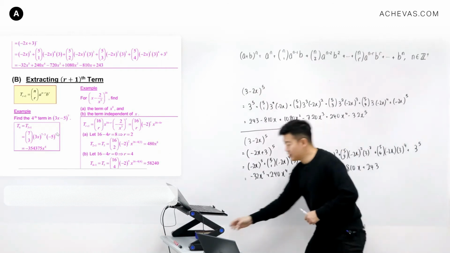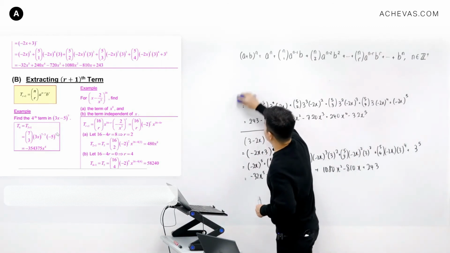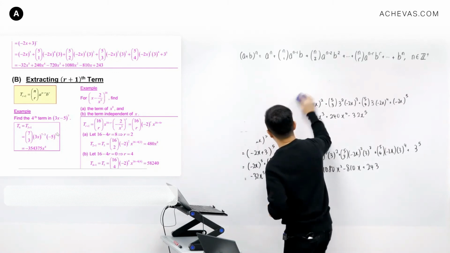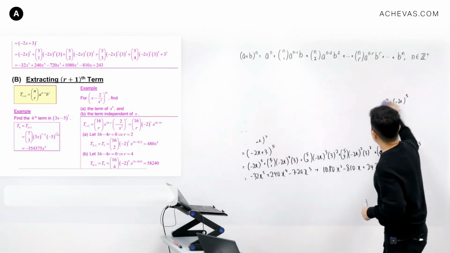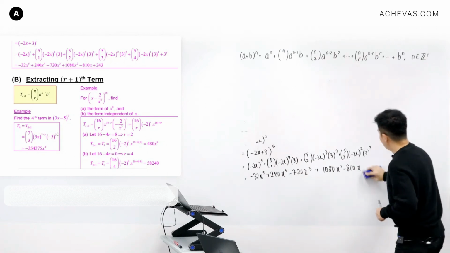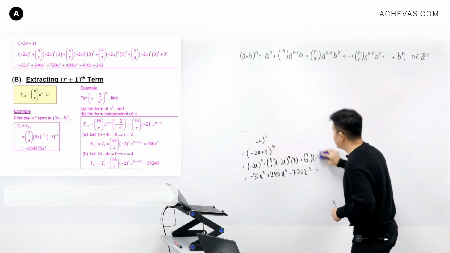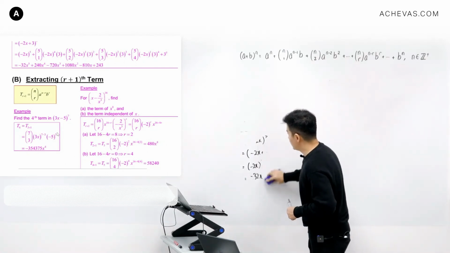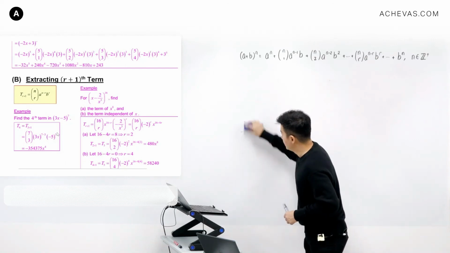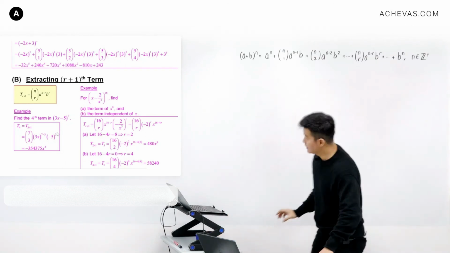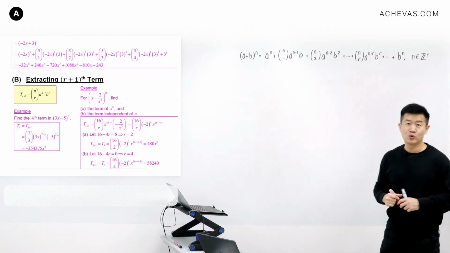To extract certain terms from the binomial expansion, we are going to look at the expansion formula once again. And in the expansion formula, I want to look at the more general term. And it is also inside our mathematical formula that the general term is going to look like this. N choose R.